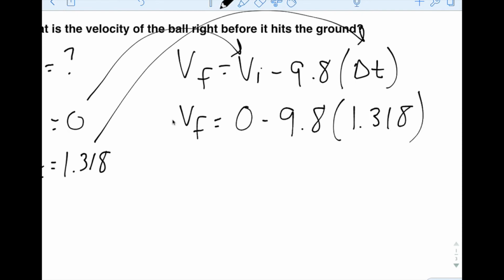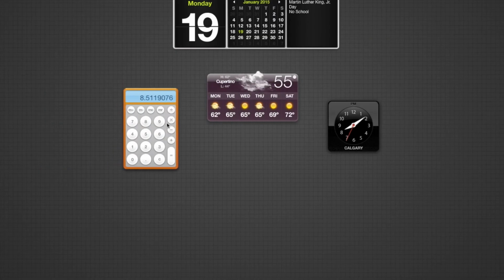So let's go over to the calculator. 9.8 times 1.318, 12.92. Okay, notice that's 12.91, but I want to round, so I look over to the right, and I see that's bigger than 5, so I'm going to make the 1 into a 2. Remember, if it had been smaller than 5, I wouldn't make it down to a 0, I'd leave it as a 1, so 12.92.